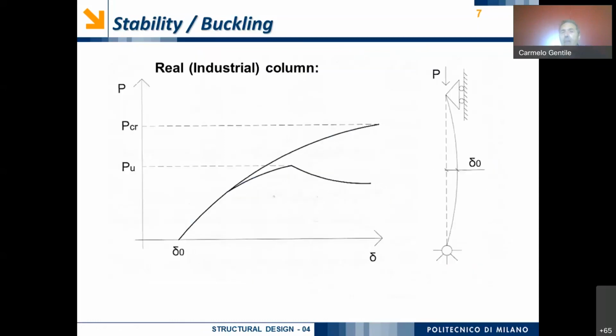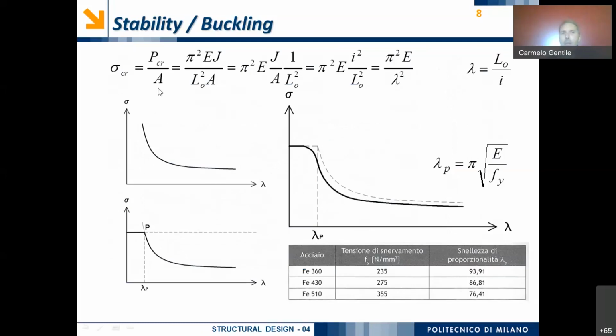Now, I would like to go back to the value of the critical loads and divide it by the area in order to obtain, from the critical load, the critical value of the normal stress. It is very easy, basically, because we know that the critical load is π times E times J over the effective length L0 squared. If I want to divide by A, the area of the cross-section, I just have to put A here.